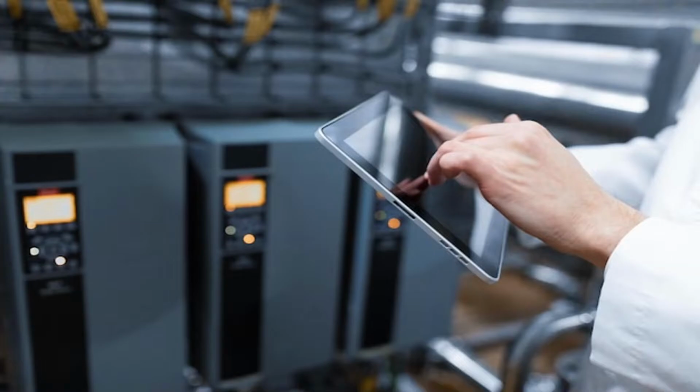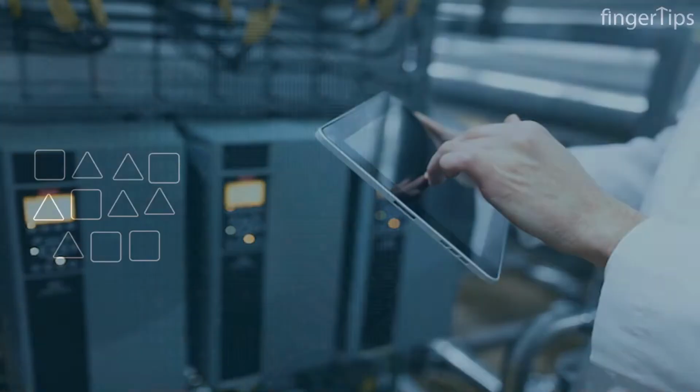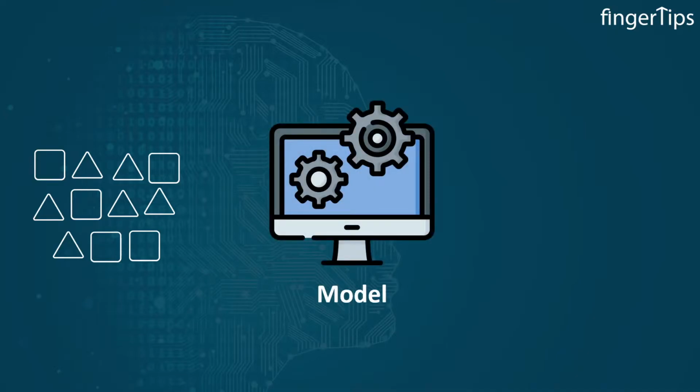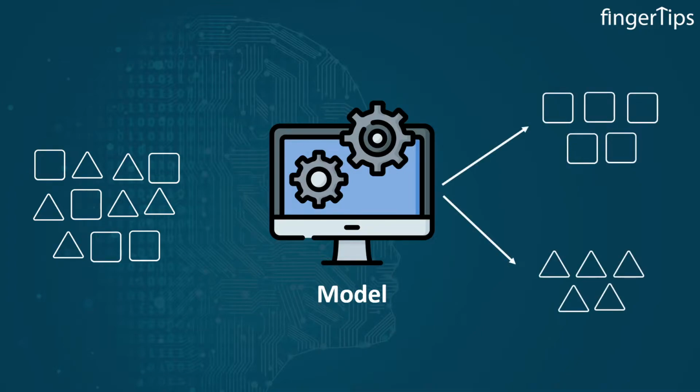Let's take an example. Suppose we have trained the machine model about 2 different shapes. If the shape has 4 sides and all of them are equal, it is a square. If the shape has 3 sides, it is a triangle. Now, after training, we will test the data. We will provide inputs of multiple shapes and the model will classify them accordingly.